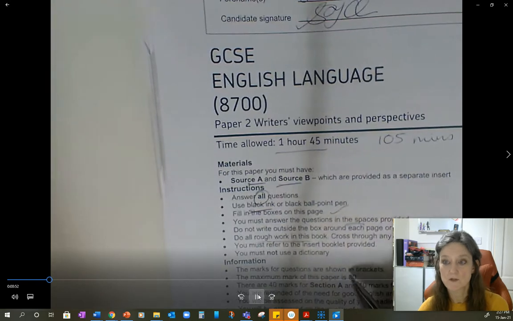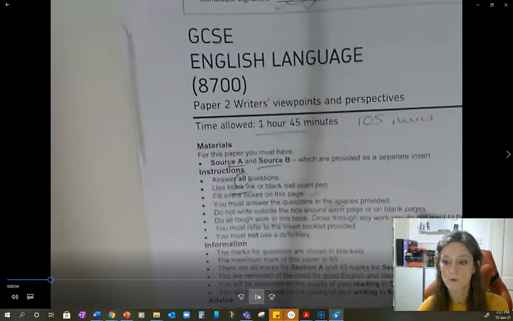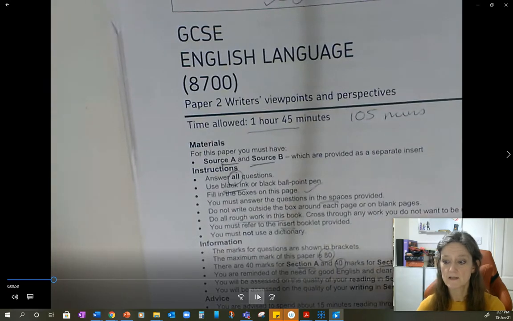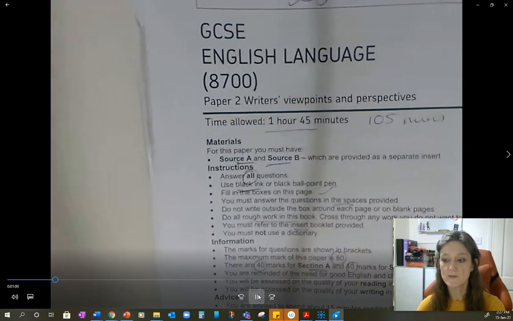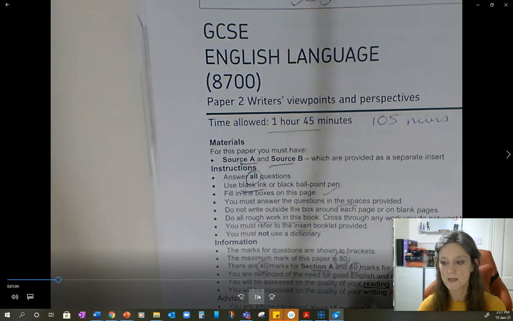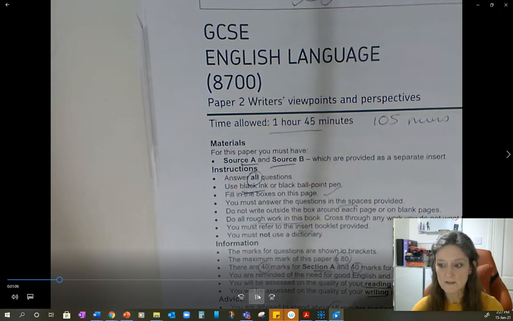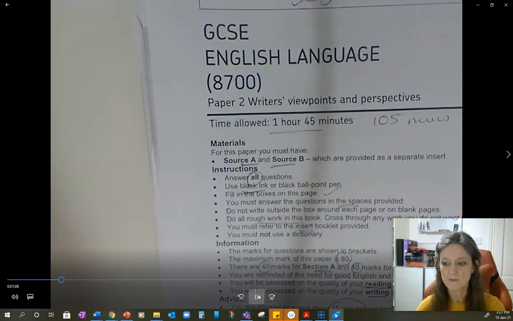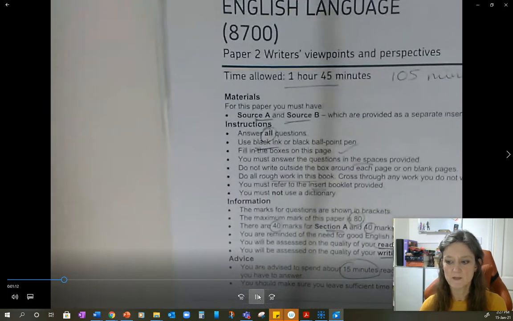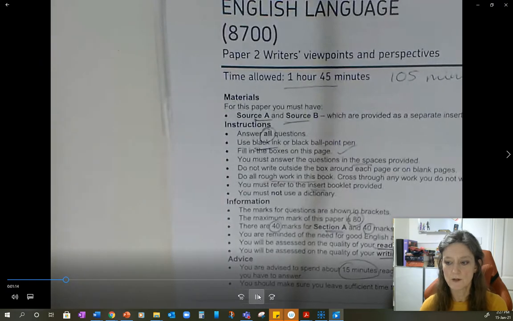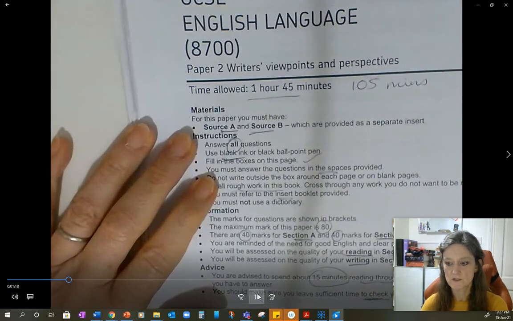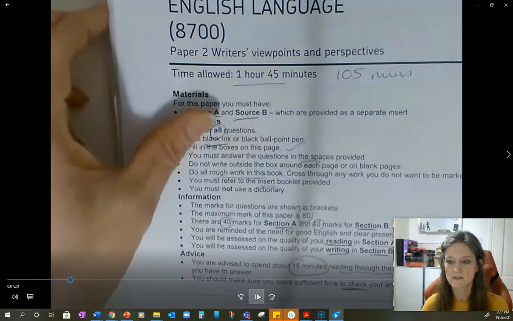I'm answering all the questions. I'm using black ink. I filled in the boxes already. I'm doing my rough work in the book, and I'm writing inside the spaces. There's 80 marks for the whole paper, 40 for section A and 40 for section B. Section A is going to be testing my reading, section B is testing my writing, and on the front it says I should spend about 15 minutes reading through the sources and all the questions. It says there I should leave sufficient time to check my answers. That's what I'm going to do.